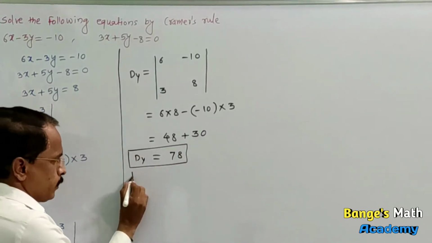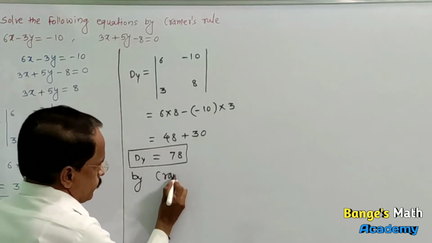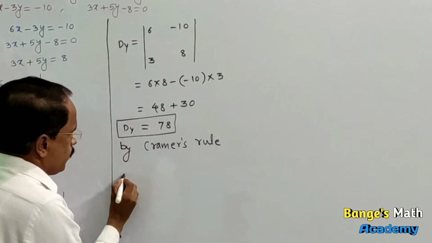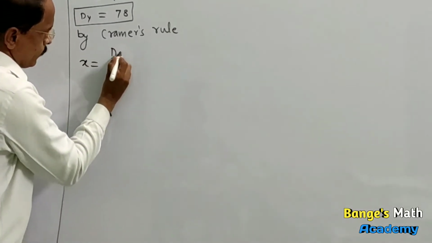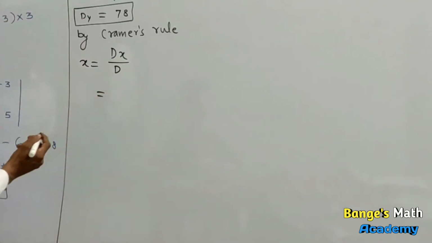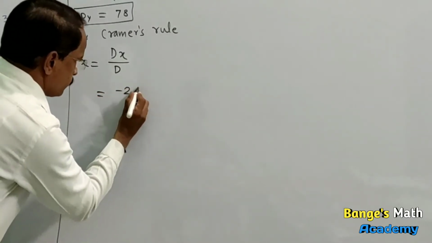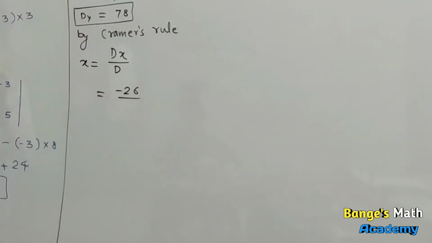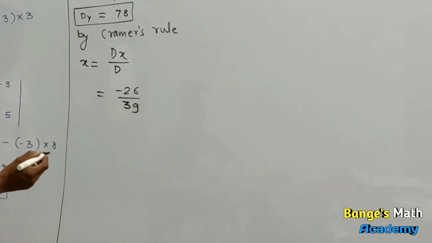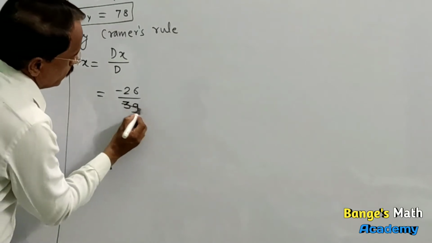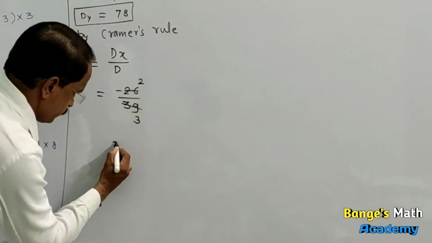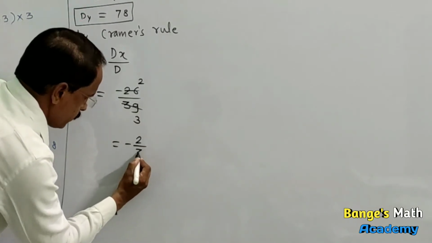Then by using Cramer's rule, x is equal to dx upon d. The value of dx is minus 26 upon d, 39. By cancelling, 13 3s are 39, 13 2s are 26, minus 2 upon 3.